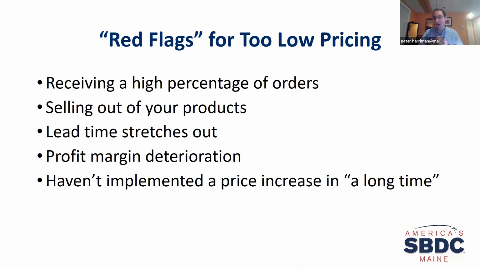If you sell out of your product, your price might be too low. The exception is supply and demand, like toilet paper. If there's some kind of run on your product, that's good for you in a way, but that might be a temporary thing. But if you're constantly selling out and there's no special event going on, that might tell you. Or if you're a service-based industry and you find there's a long wait list, that's the next red flag: lead time stretches out. That's a red flag that your price might be too low.